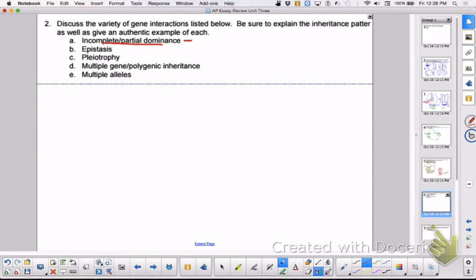It looks like blending, right? That was red flower crossed with white flower gives you pink flower. That's straight hair person crossed with curly and you get a wavy. That's an authentic example of incomplete or partial dominance.